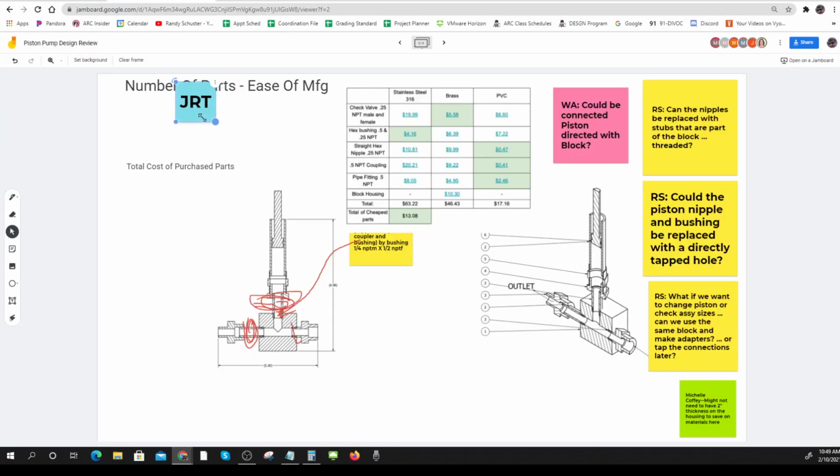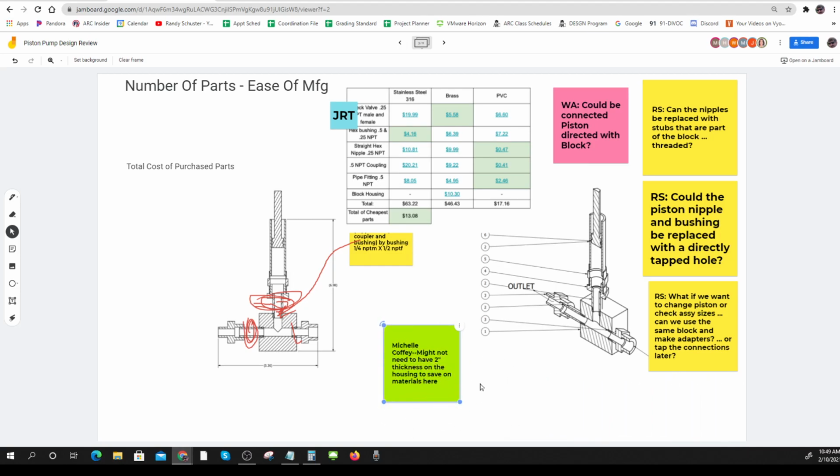Just so we know who made this comment right there. Okay, and that was Wasan's comment. Can we get this attached directly to the block? So now let's talk about Michelle's.